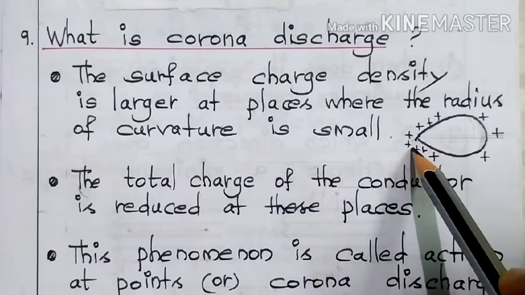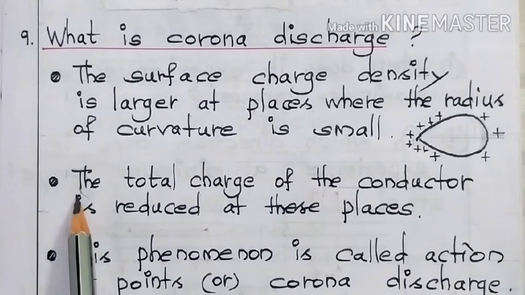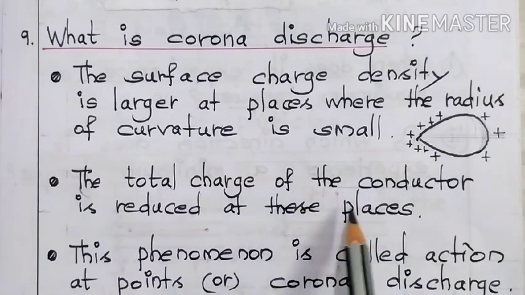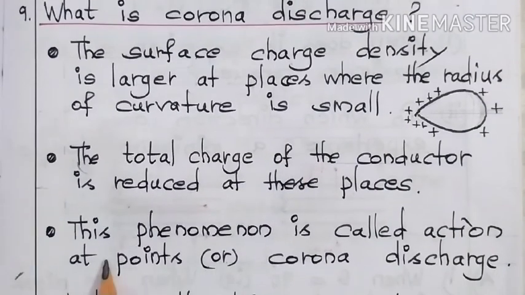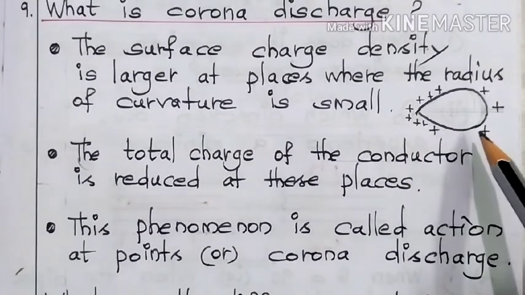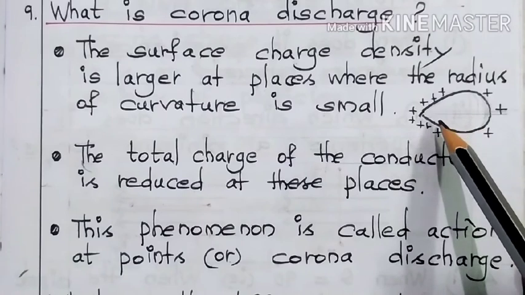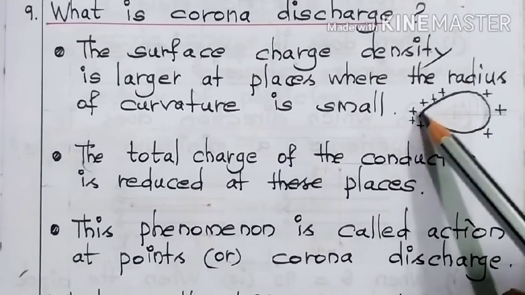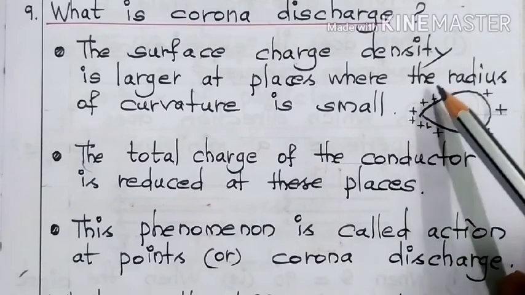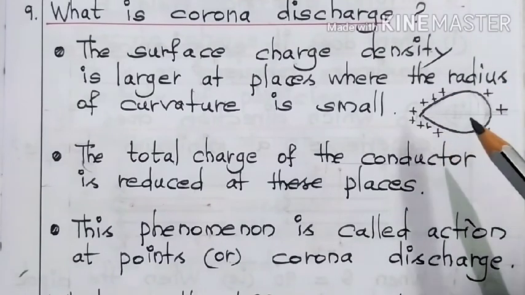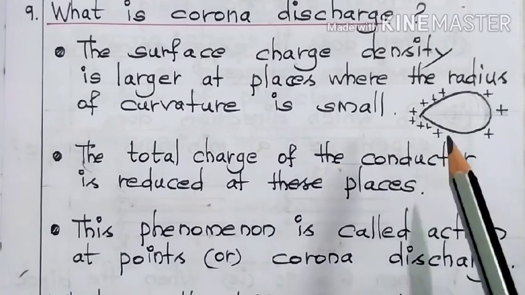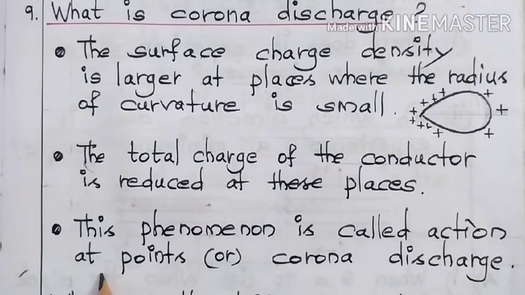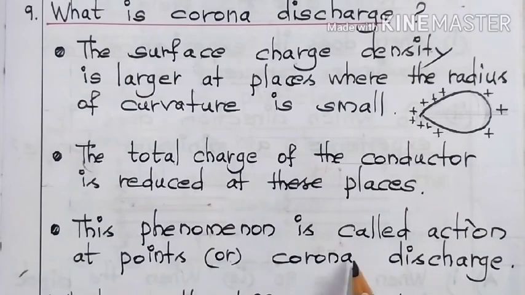This is known as corona discharge. So the total charge of the conductor is reduced at these places. At which places? At the pointed ends. In other words, at the places where the radius of curvature is small. So what will happen? Due to leakage of charges, the total charge of the conductor is reduced at these places. This phenomenon is called action at points or corona discharge.